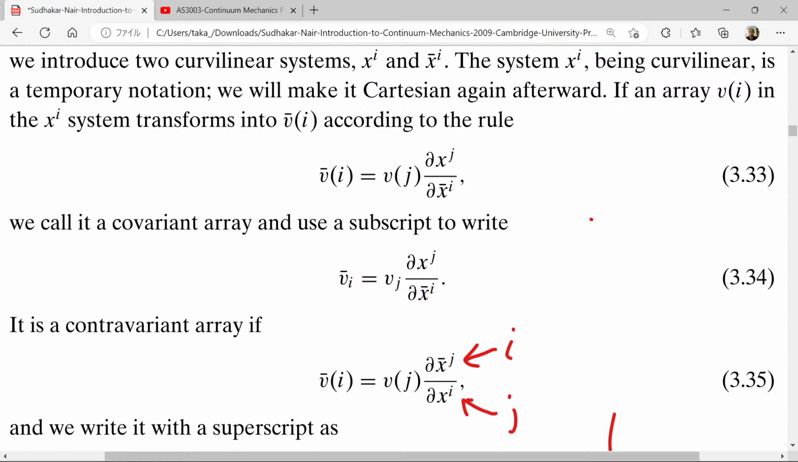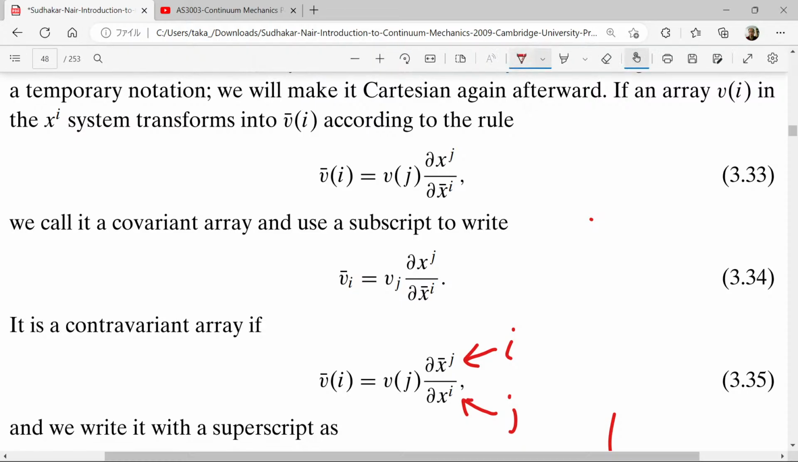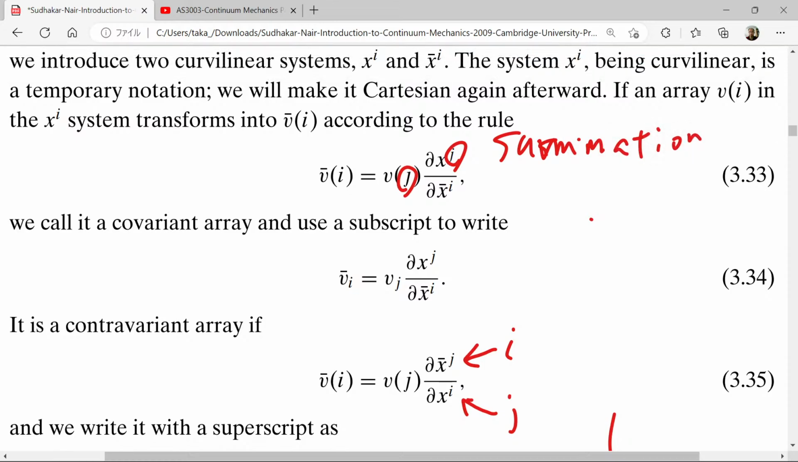So this is like, see, j is up, summation. This is i downstairs. Because the i is downstairs, you have downstairs vi.